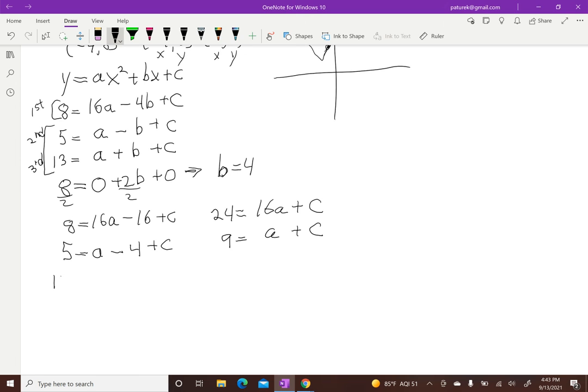So equation 3 becomes 13 is equal to a plus 4 plus c. When I subtract 4 from both sides, that becomes 9 is equal to a plus c. You can notice now that this is redundant. This is telling me the same thing twice. I can now solve by substitution or elimination.